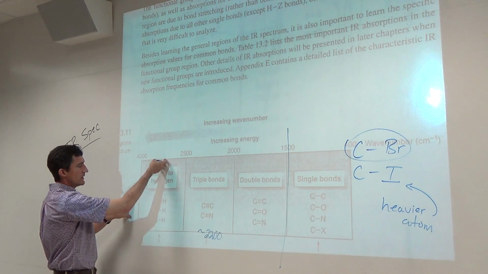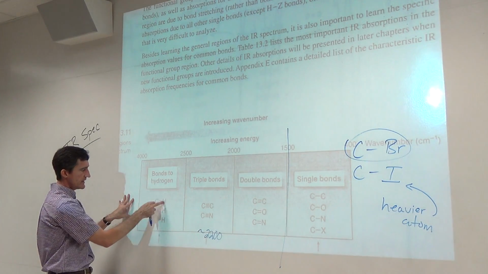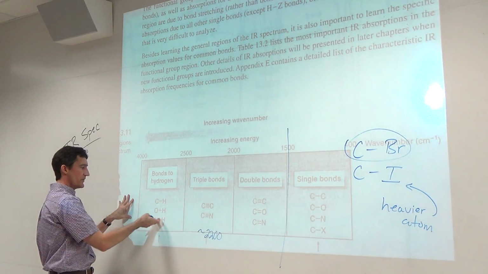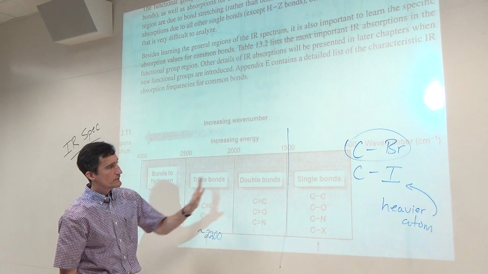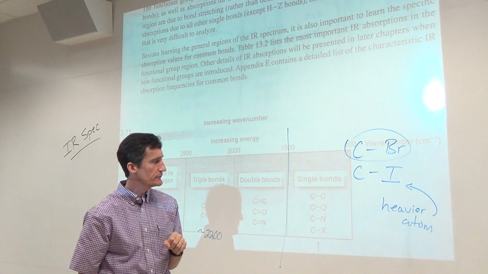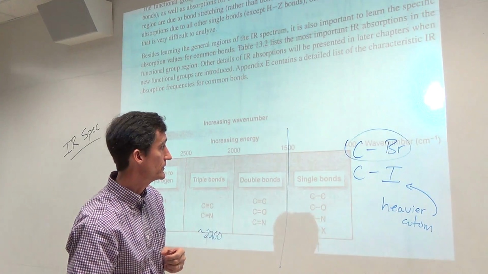Then here, this is again your CH, OH, NH. There is a variety of these types that we need to discuss. Okay? So this is sort of your starting point of learning where your different bonds or functional groups give absorbances in the IR.